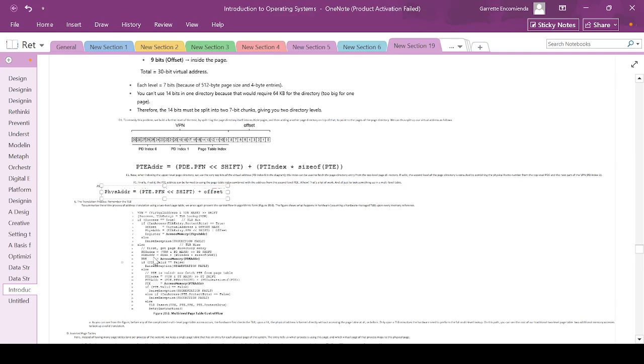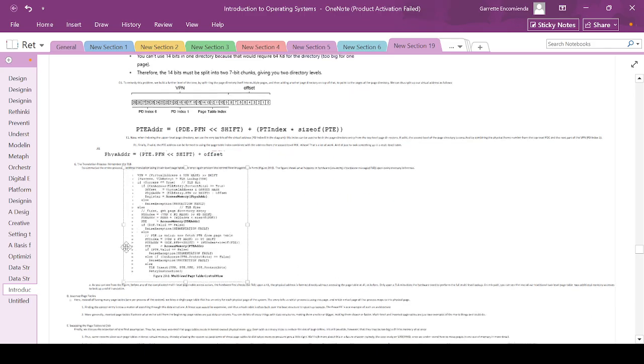And then the PDE address, this is the formula for that: base plus index plus size of PDE. And the PDI index is (VPN & PD_MASK) >> PD_SHIFT. So this is how we get the first directory or PDI index. And then here is the page table index. So the translation process, remember the TLB.